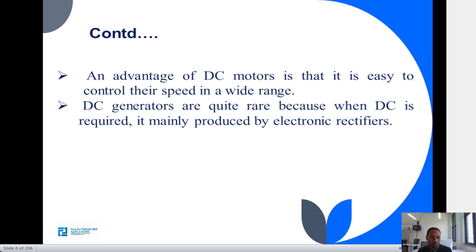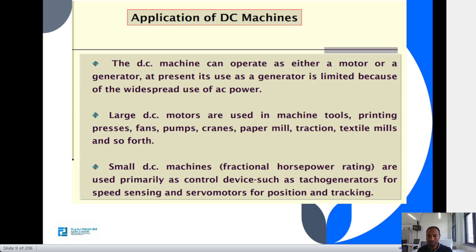In applications where we need regulated speed, DC motors are preferred. These DC generators are quite rare today because rectifiers have been invented. As you know, rectifiers convert AC to DC. So with the invention of the electronic rectifier, the application of DC generators in the market today is very rare.